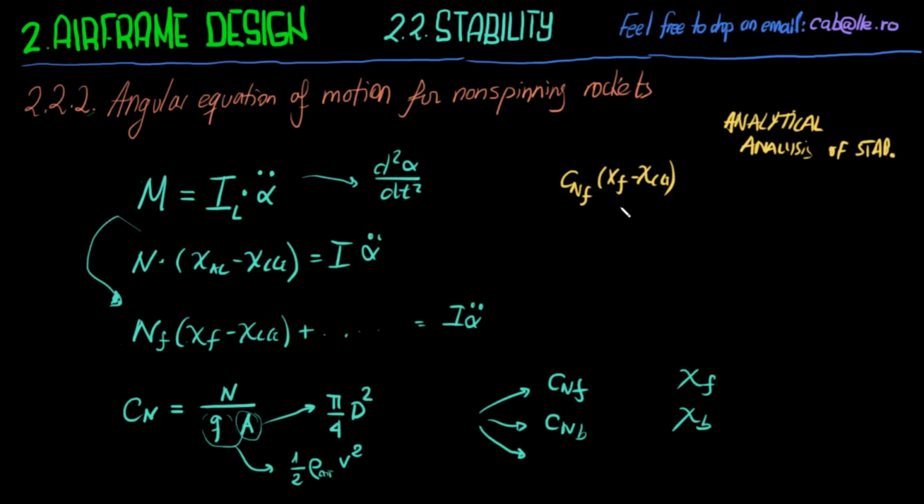So what I'm going to do, for stability, is drop the term related to the normal force coefficient due to the boat tail and other conical transitions. This is not really relevant to stability. Compared to the rest of the forces, in order of magnitude, it's going to be really relevant in drag, but in stability, we're going to drop that term.